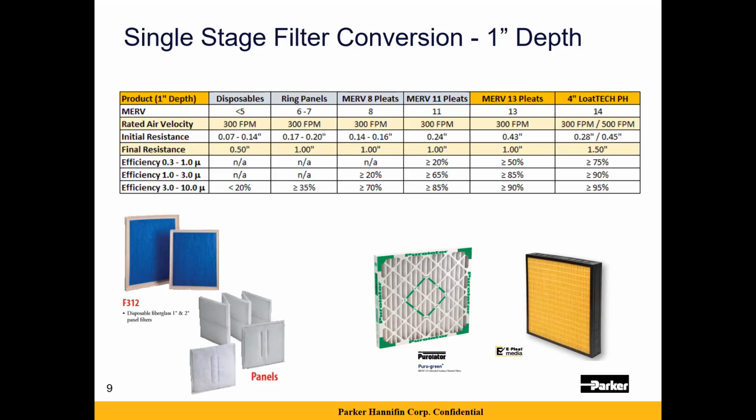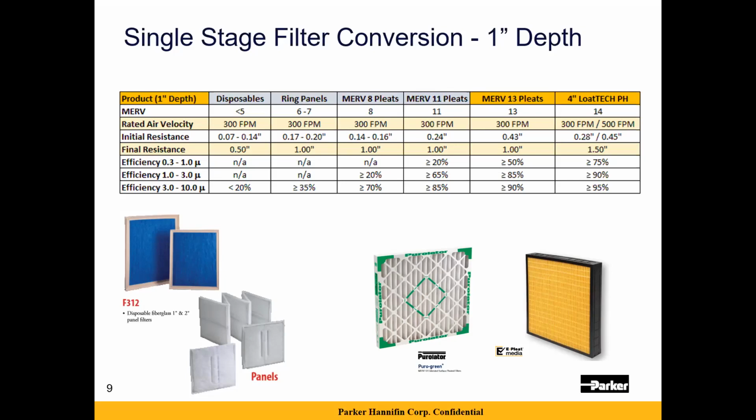And you can see that the disposables generally range from an initial resistance of 0.07 to 0.14 inches. To move to a MERV 13 on these low-end systems using low-end filters, you're looking at a significant jump of several times the resistance to airflow. A typical MERV 13 pleat will have an initial resistance of 0.43 inches water column at 300 feet per minute, so a big jump. A Parker Load Tech 4-inch is a little bit better off at 300 feet per minute, with an initial resistance of 0.28 inches.